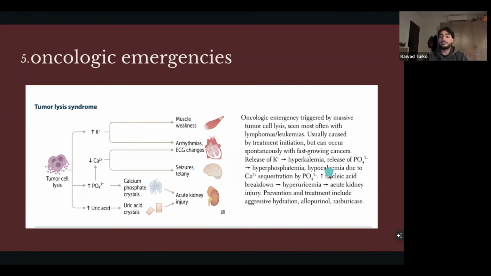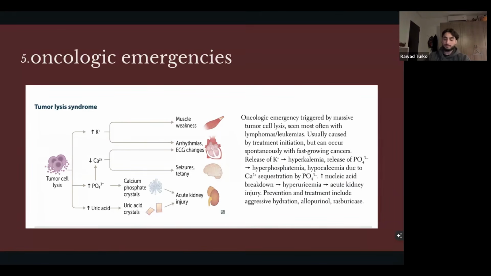Okay, how do you prevent it and treat? You prevent it with aggressive hydration, allopurinol, and rasburicase. So allopurinol is your xanthine oxidase inhibitor. It's going to prevent formation of the uric acid in the first place, and rasburicase is going to promote the excretion of uric acid in the urine.